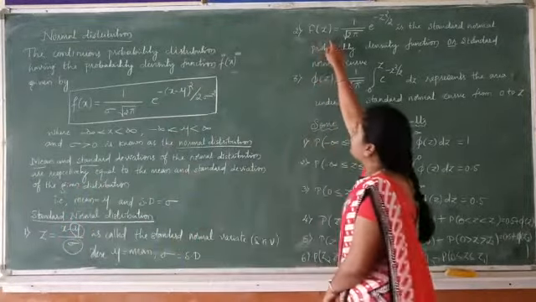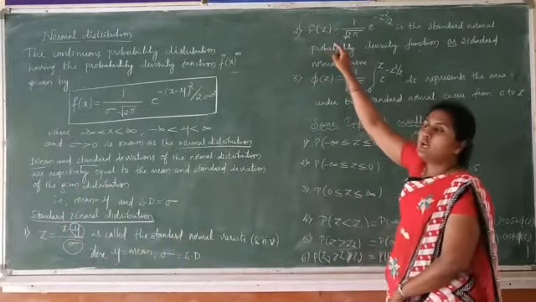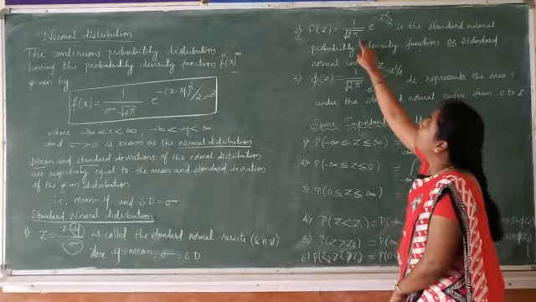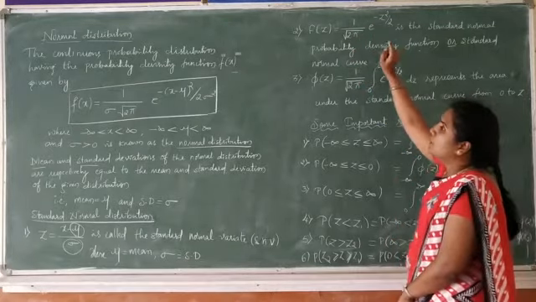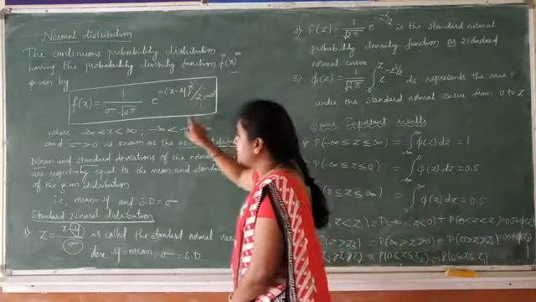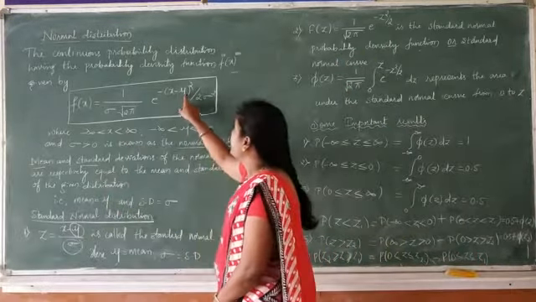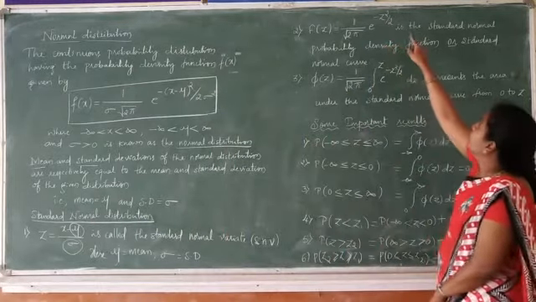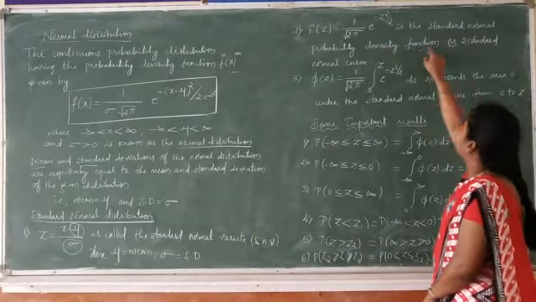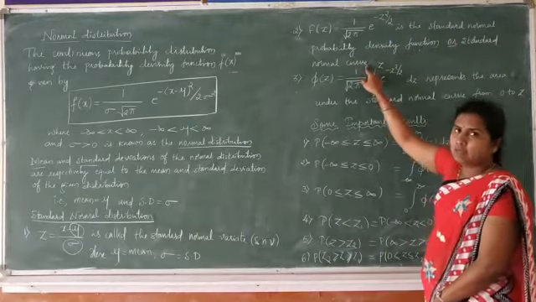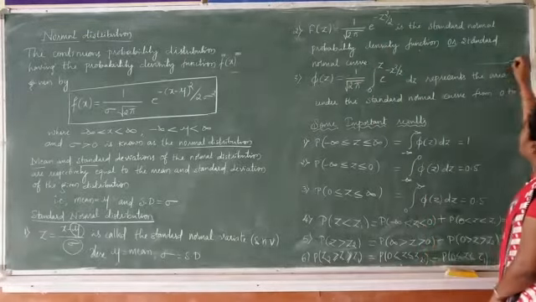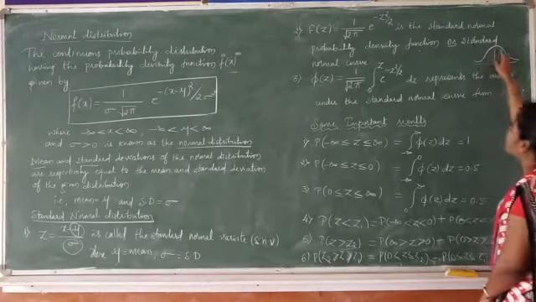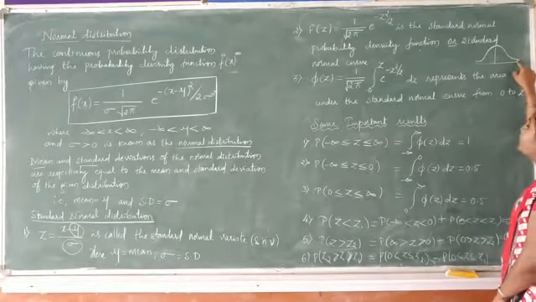Next, capital F of z is the standard normal distribution function, and it is given by 1 upon square root 2 pi e raised to minus z square by 2. Z square is x minus mu upon sigma whole square, that is z square, so it is written as z square by 2. This is the standard normal probability density function or standard normal curve. The standard normal curve is also like a normal curve, and it will always look like this. This is the normal distribution curve, and this is the standard normal distribution curve.